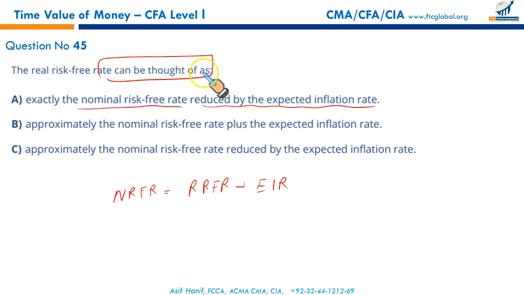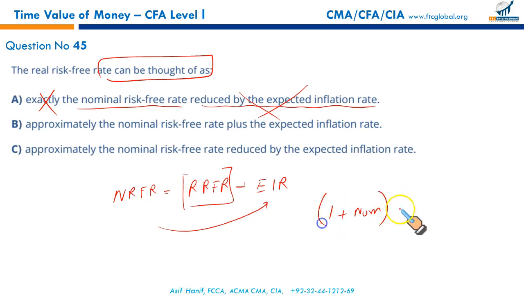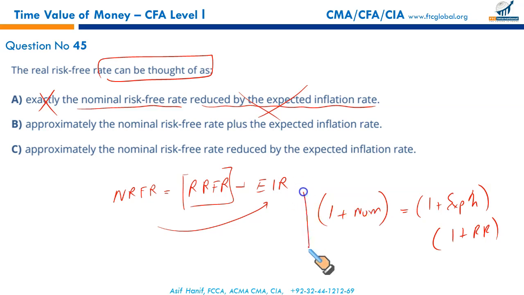So the real risk-free rate can be thought of as exactly the nominal risk-free rate reduced by expected inflation. No, approximately the nominal risk-free rate plus the expected inflation. We want to calculate the real risk-free rate. So real risk-free rate is nominal risk-free rate minus expected inflation. It is not exact. If you want to calculate the exact, for this we have a formula: 1 plus nominal rate is equal to 1 plus expected inflation multiplied by 1 plus the real rate. If you want to calculate the real risk-free rate, this is the formula we use.